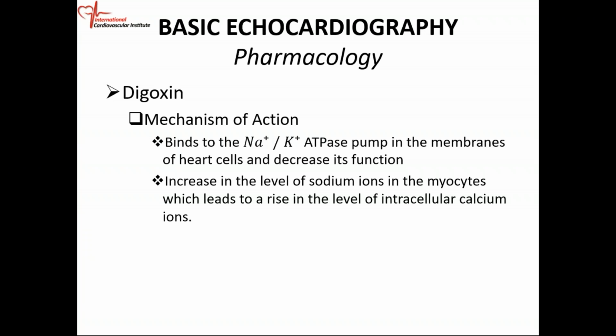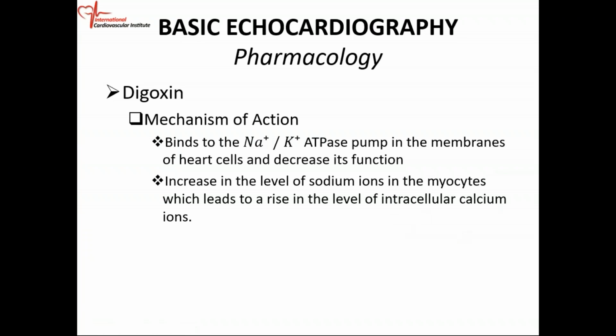So digoxin binds to this pump, the sodium potassium ATPase pump, and decreases its function. And as a result, because it inhibits the pump, it increases the level of sodium ions inside the cells. It's supposed to maintain the balance. So if you disrupt the function of the pump, the sodium inside the cells increases, and that results in a rise in the level of the intracellular calcium. The thing about calcium, when calcium builds up in the myocytes, the muscle cells, it increases contractility. Okay, so the net effect of inhibiting the sodium potassium ATPase pump is to increase the intracellular calcium, and because of that, the muscle contracts more vigorously.